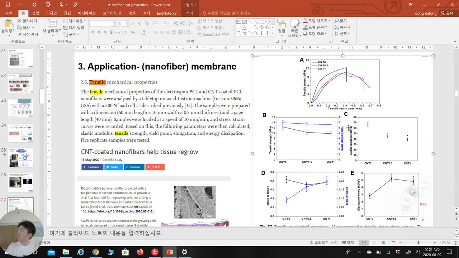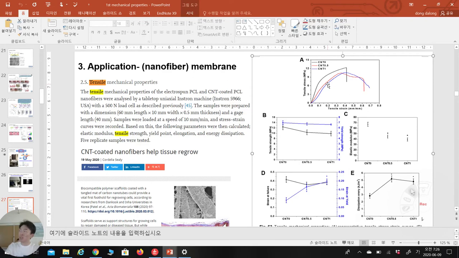And what is the yield strength? Yield strength is not the maximum. It is some point from the initial linear region, where the curve begins to bend into a curvature. You can measure around this range as the yield strength. So without CNT it is around this value, and after coating it is also around this.